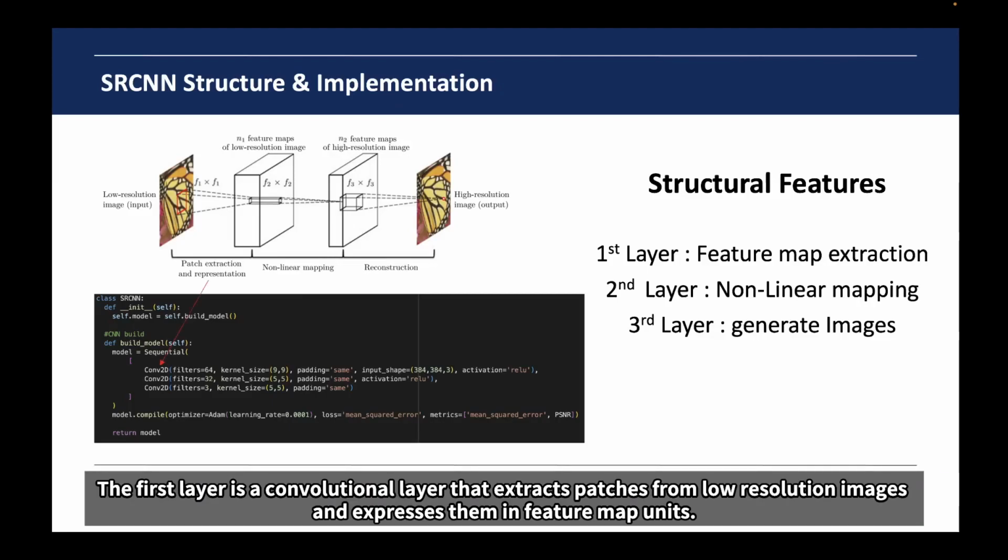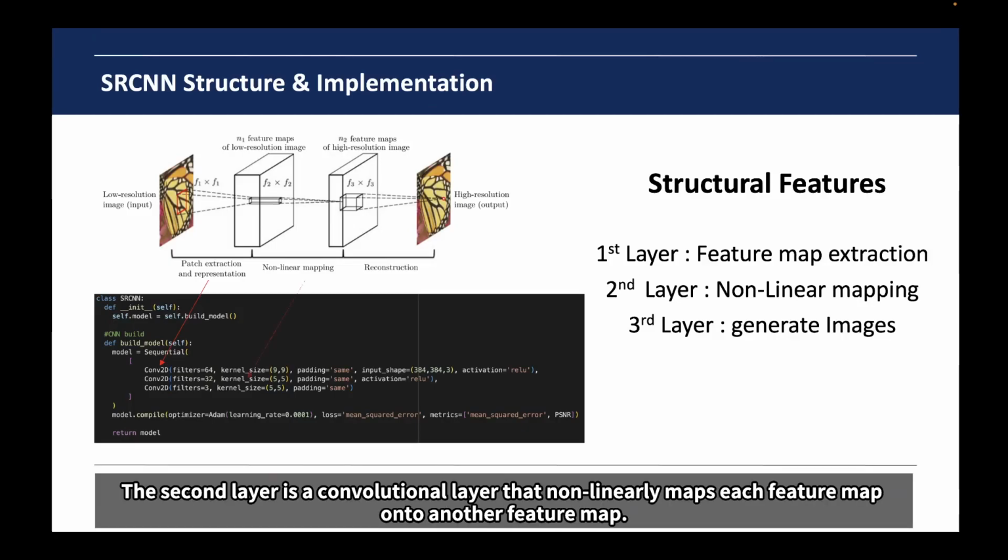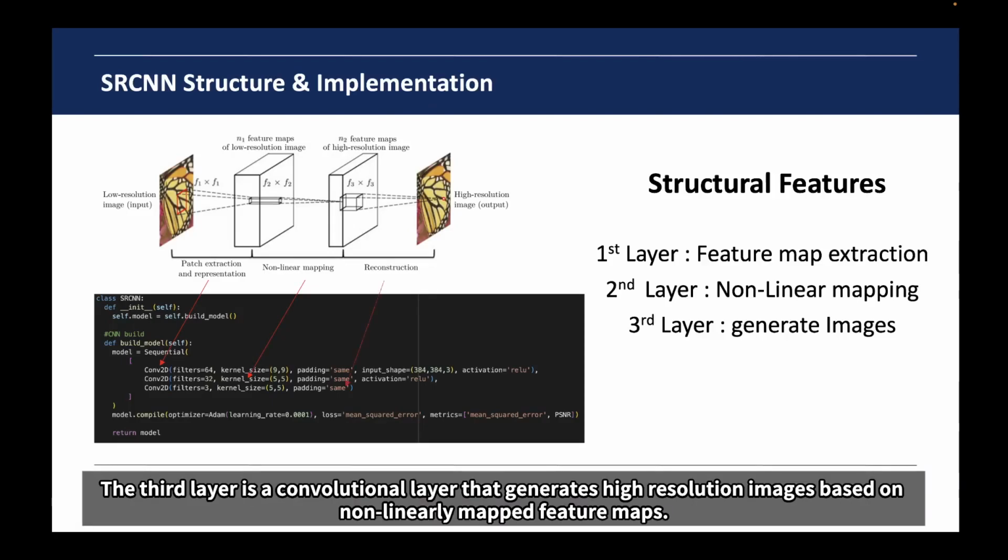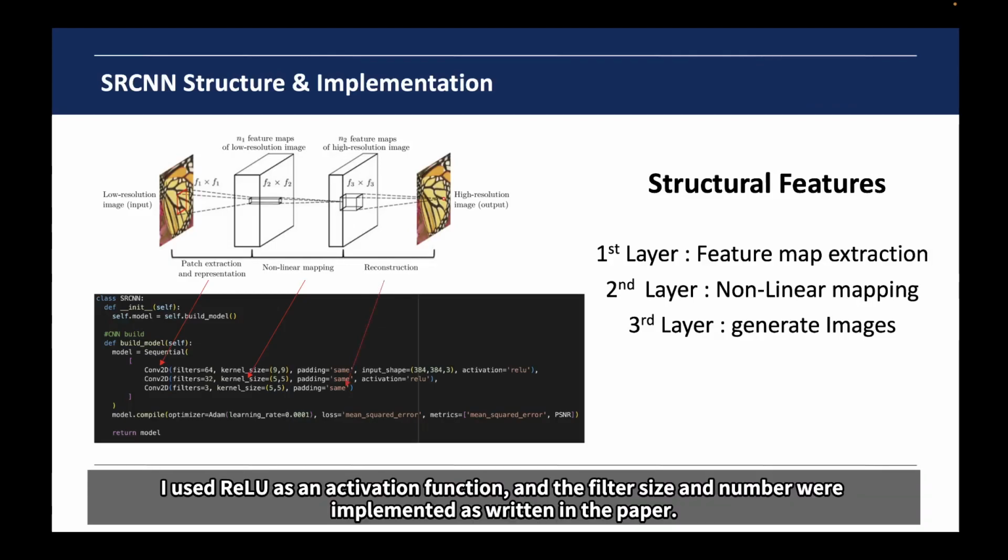The first layer is a convolutional layer that extracts patches from low-resolution images and expresses them in feature map units. The second layer is a convolutional layer that non-linearly maps each feature map onto another feature map. The third layer is a convolutional layer that generates high-resolution images based on non-linearly mapped feature maps. I used ReLU as an activation function, and the filter size and number were implemented as written in the paper.